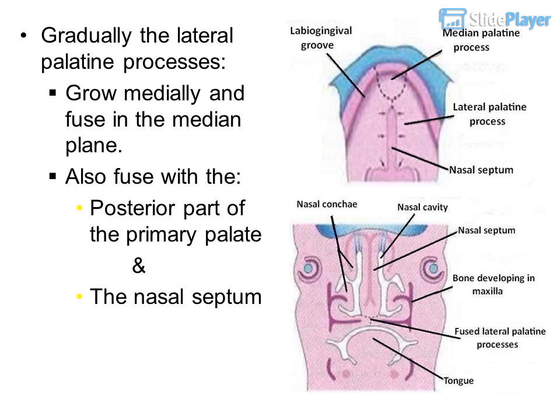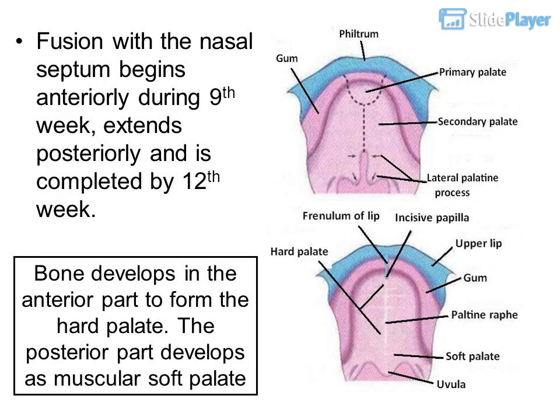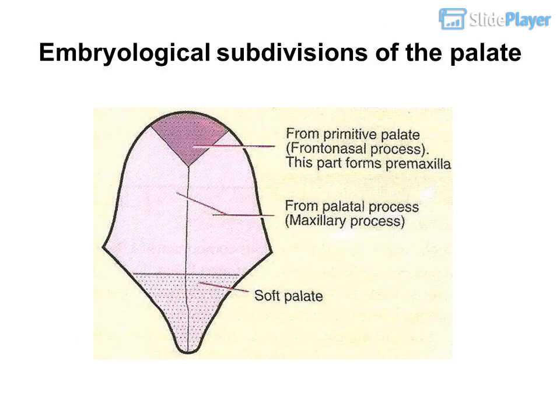Gradually the lateral palatine processes grow medially and fuse in the median plane. They also fuse with the posterior part of the primary palate and the nasal septum. Fusion with the nasal septum begins anteriorly during the 9th week, extends posteriorly and is completed by the 12th week. Bone develops in the anterior part to form the hard palate. The posterior part develops as the muscular soft palate. Embryological subdivisions of the palate.